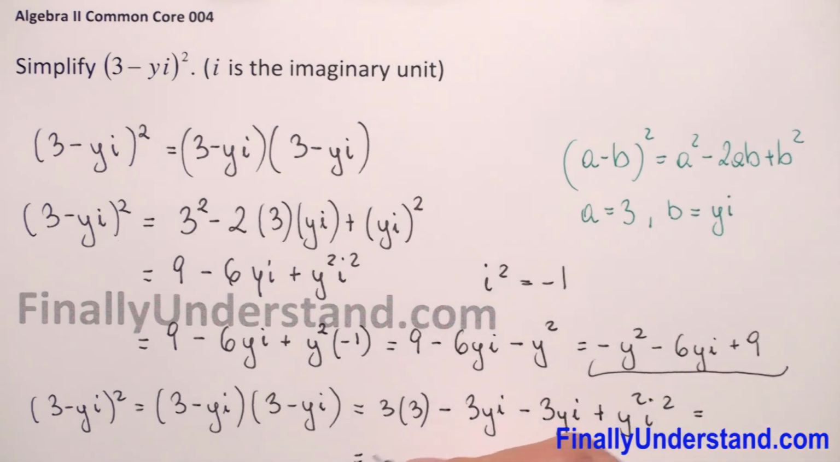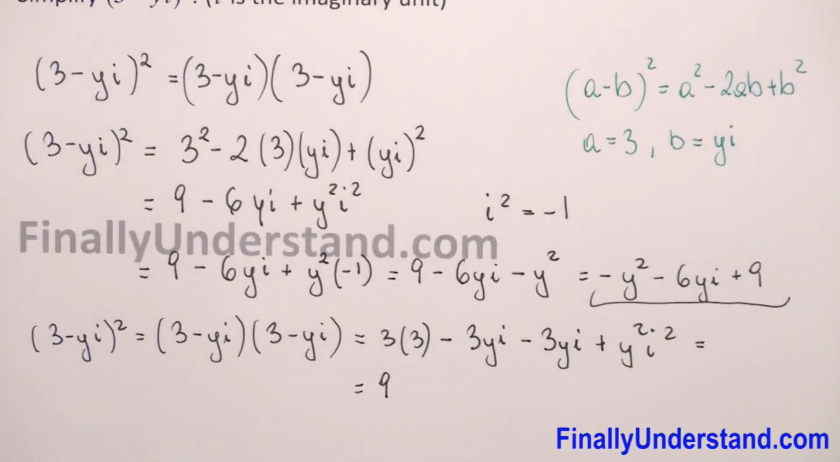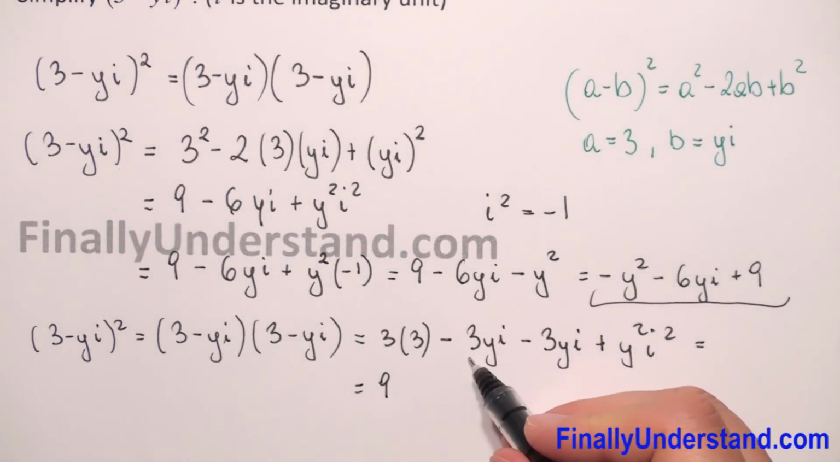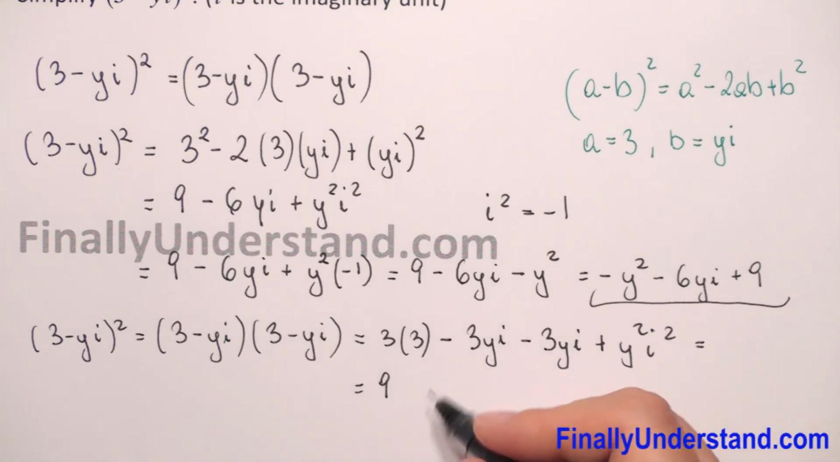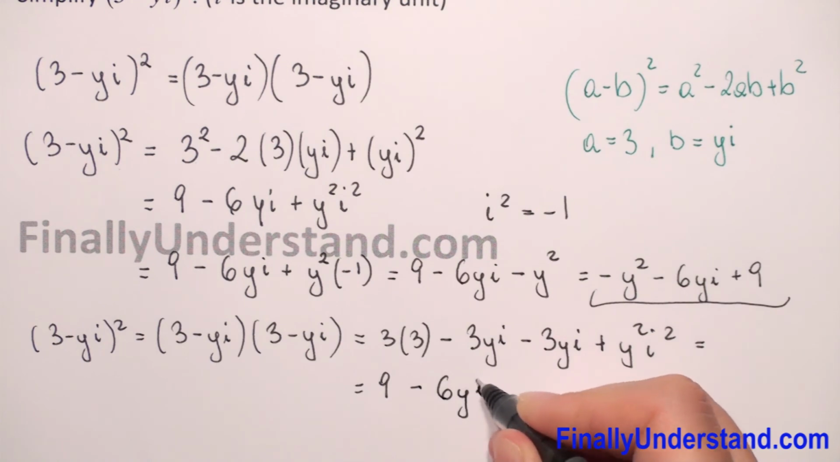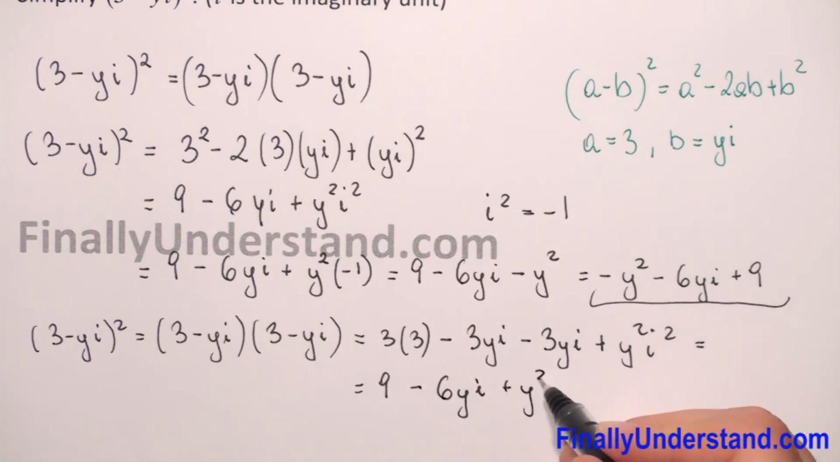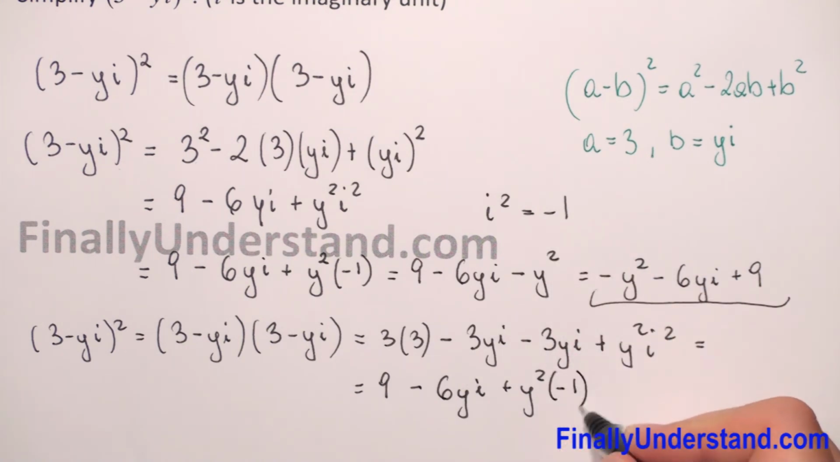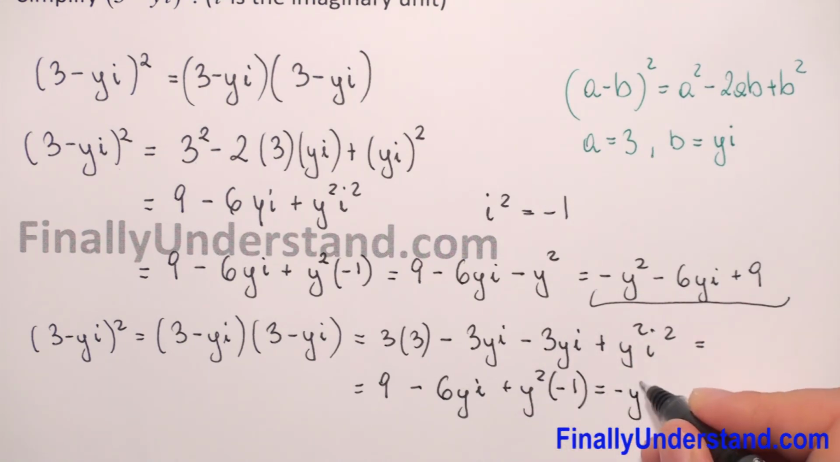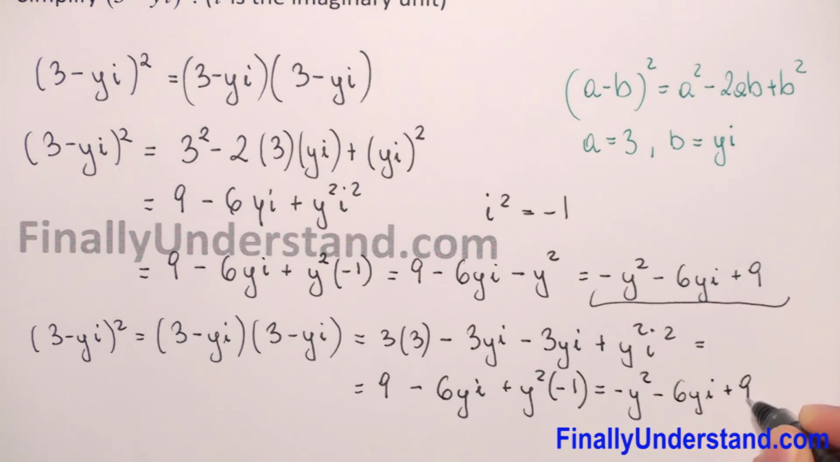So this is equal to 3 times 3 is 9, negative 3yi and negative 3yi, so we then can combine the like terms. So this is negative 6yi, and we have plus y square. I square is negative 1, so we have times negative 1. So this is equal to y square times negative 1, so it will be negative y square. We start from the highest power, minus 6yi, and we have plus 9. We got the same answer. It doesn't matter which way you use, the answer will be the same.